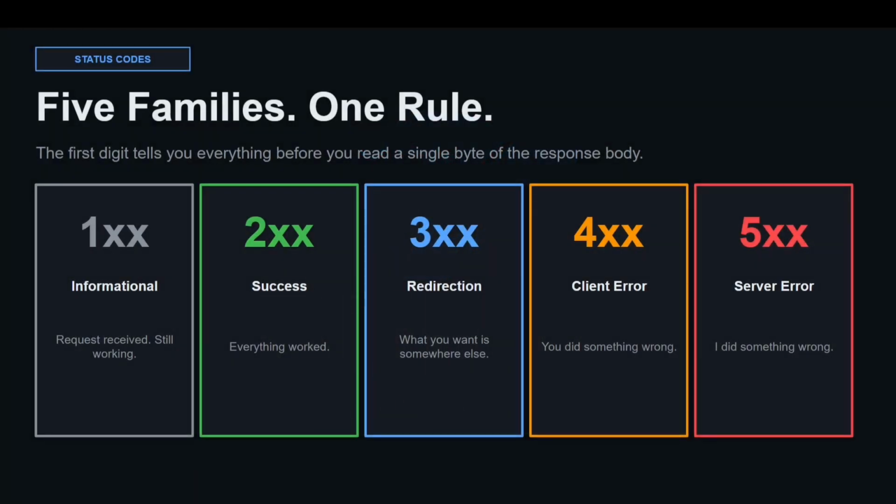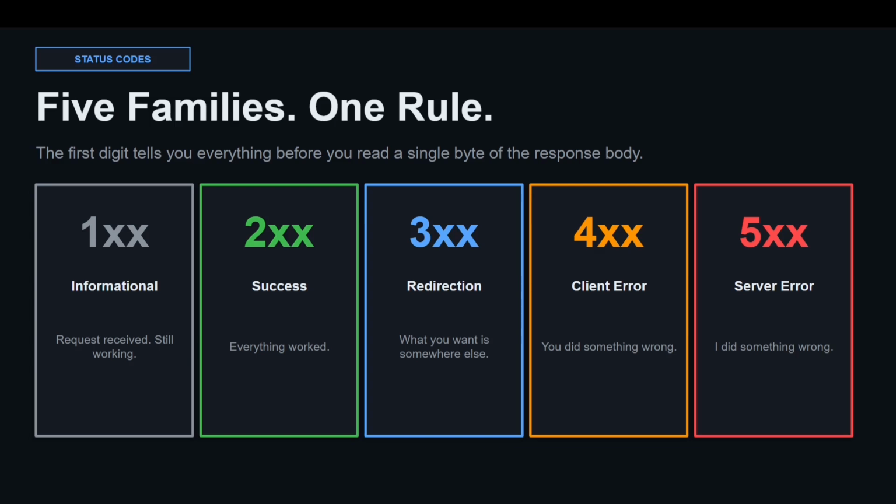So now let's talk about status code families. Every HTTP response comes with a 3-digit status code. The number tells the client what happened immediately, before it reads a single byte of the response body.